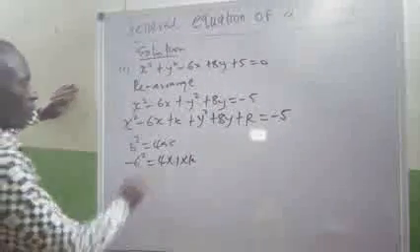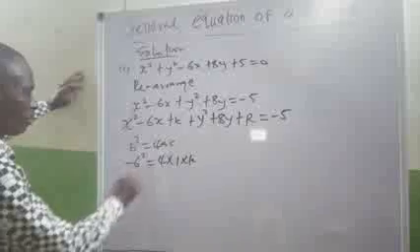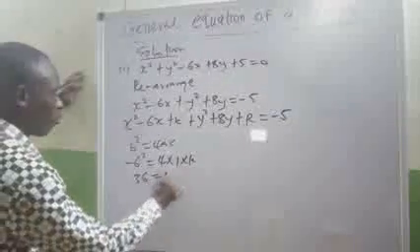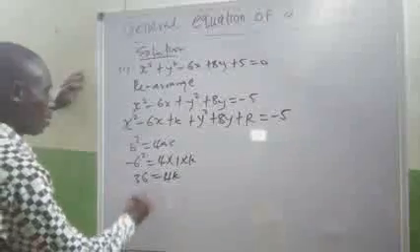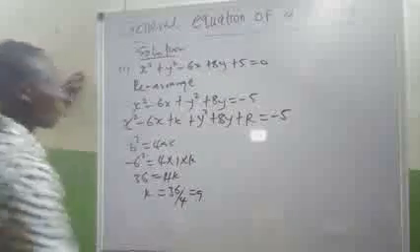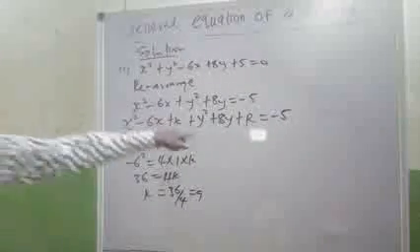So this will be equals to, you have 36 will be equals to 4k, and k will be equals to 36 over 4, which is equals to 9. So 9 must be added.